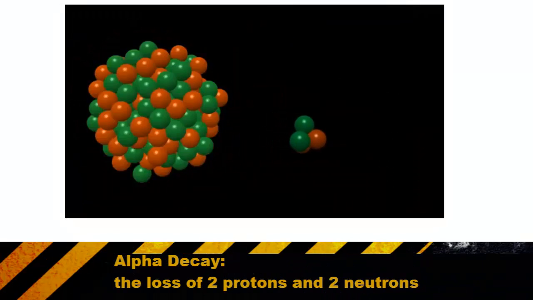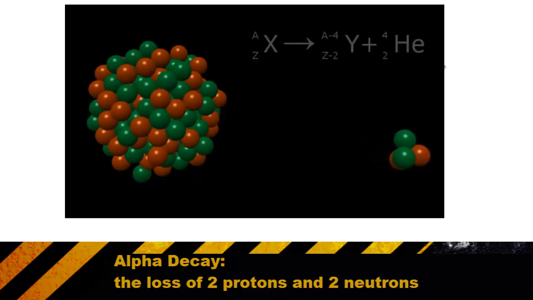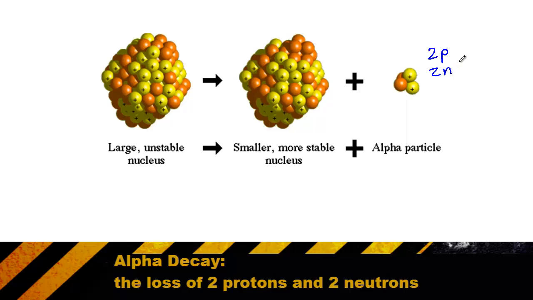Alpha decay is what happens when a large, unstable nucleus emits an alpha particle. An alpha particle is essentially a helium particle, which means it has 2 protons and 2 neutrons. The 2 important facts you need to remember for alpha decay are: first, the total loss of mass is 4 atomic units. Second, because we're losing protons, the element actually changes.